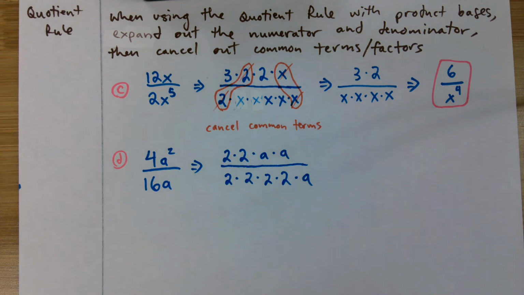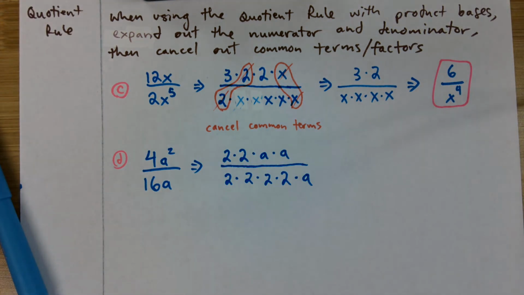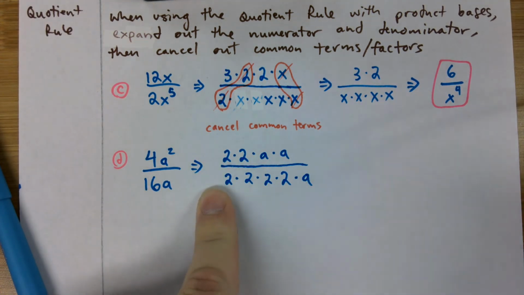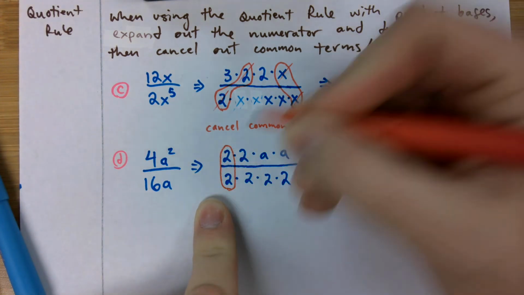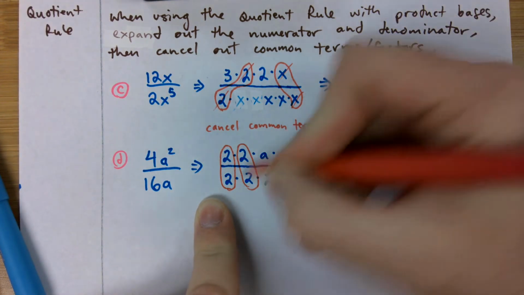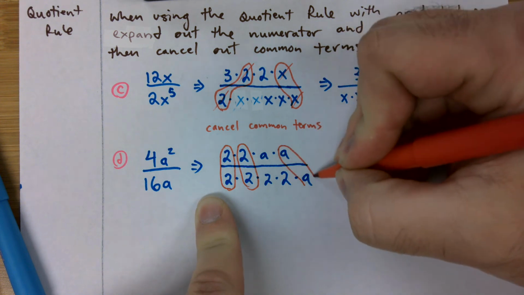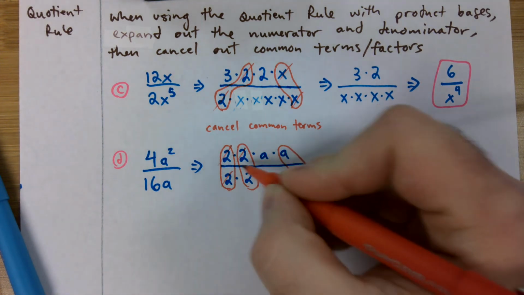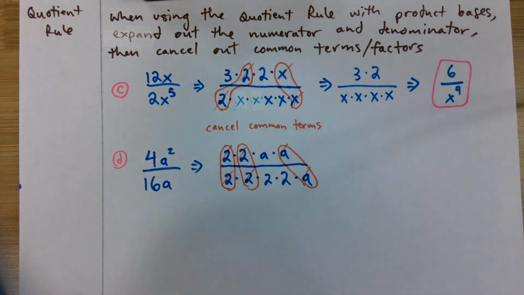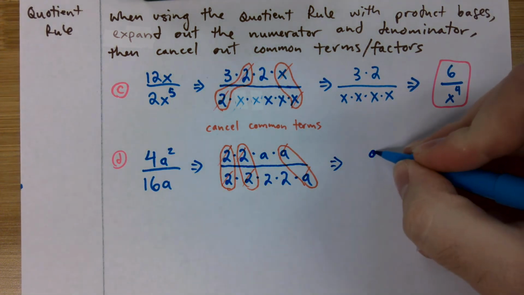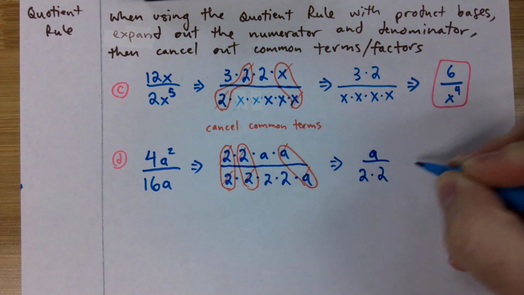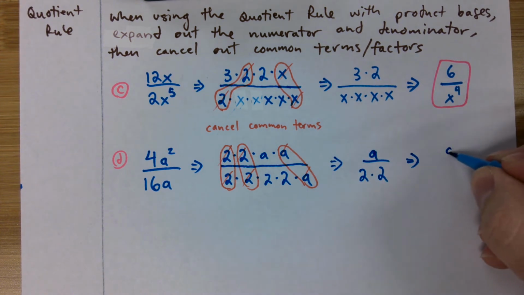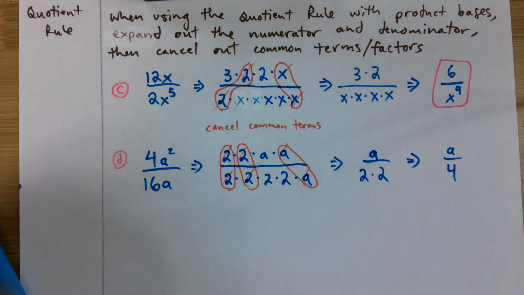All right. So let's go ahead and do what we did before, and that's find common terms on the top and the bottom. We've got a pair of 2's here. We got a pair of 2's here. And a pair of A's right there. Any other pairs we can cancel? No, that looks like it's about it. Boom, boom, boom, boom, boom. Now all we're left with is A on the top and 2 times 2 on the bottom, which gives us A over 4.